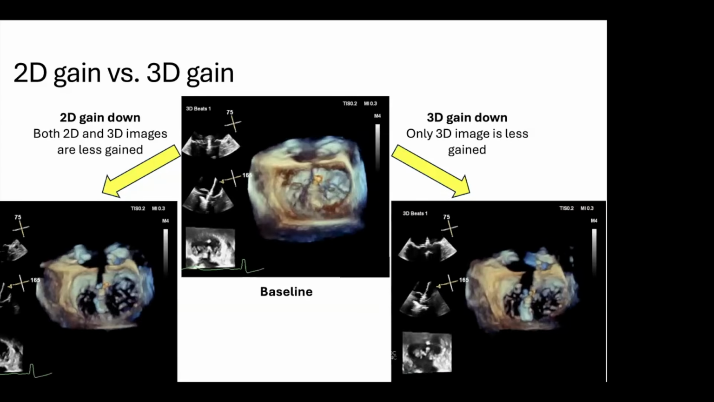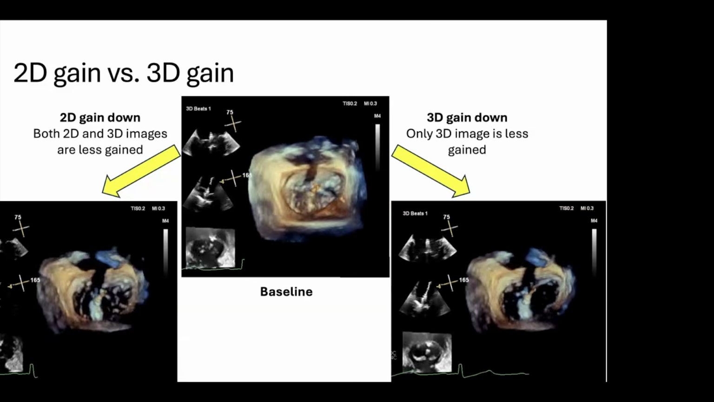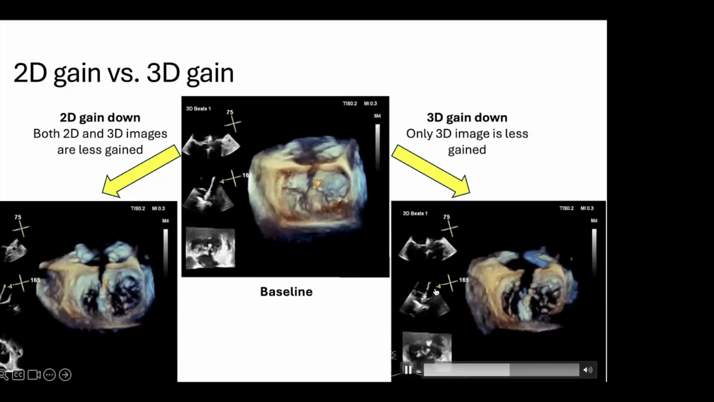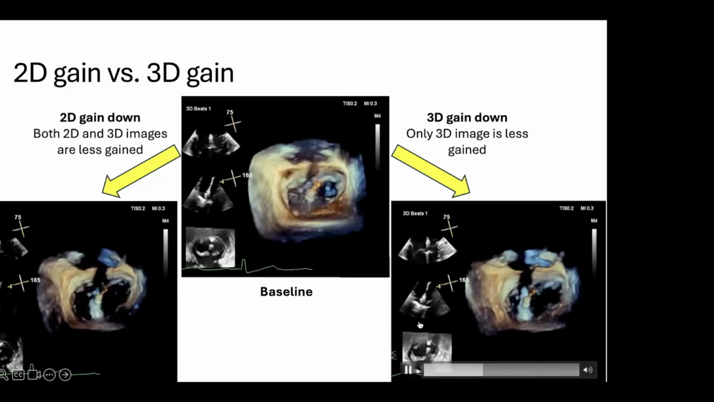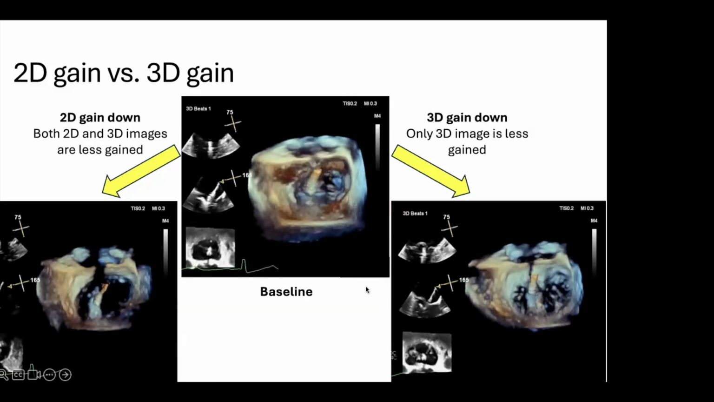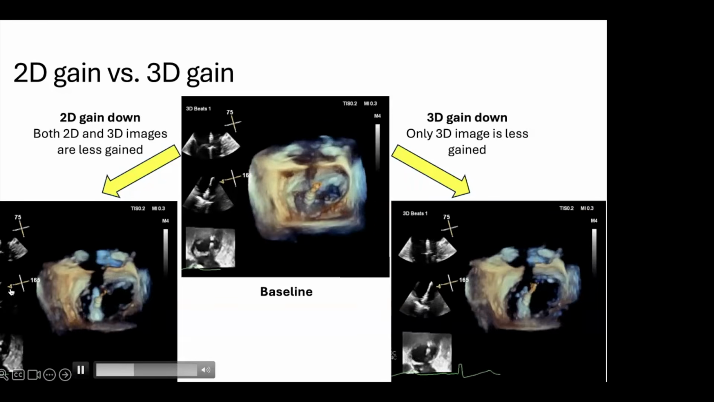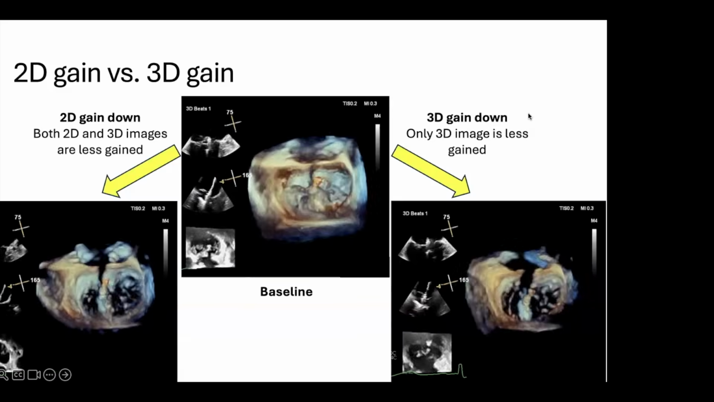And depending on what you're trying to display, that may be useful. Oftentimes in the cath lab, I'll decrease the 3D gain while keeping the 2D gain here so that the interventionalist can see how deep they are and the leaflets. As if you drop the 2D gain too much, you may make the leaflets harder to see on the 2D images.